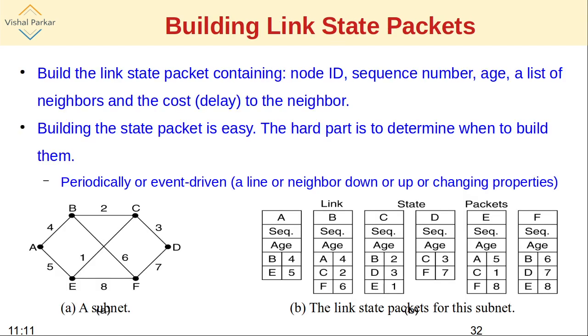Now with those cost calculations, the third step is to build the link state packets containing that cost information. So the link state packet will have information like the node ID, the sequence number of that particular packet, the age, the list of neighbors, and the cost to approach that particular neighbor.